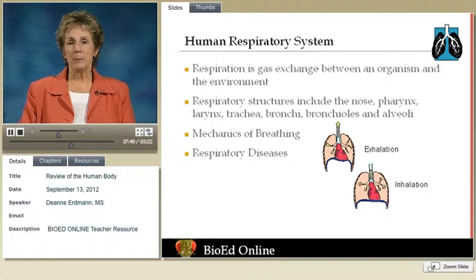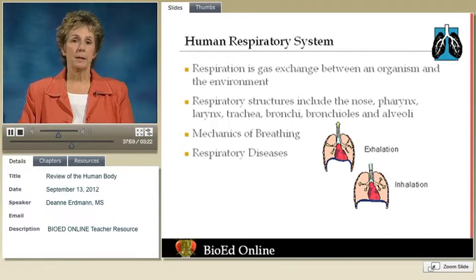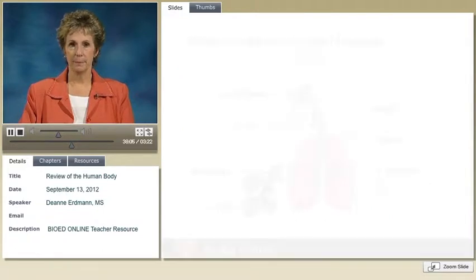When we look at respiratory diseases, there are bronchitis, pneumonia, emphysema, different kinds of cancers, and they can be caused by viruses, by bacteria, by smoking, and by different types of harmful pollution.